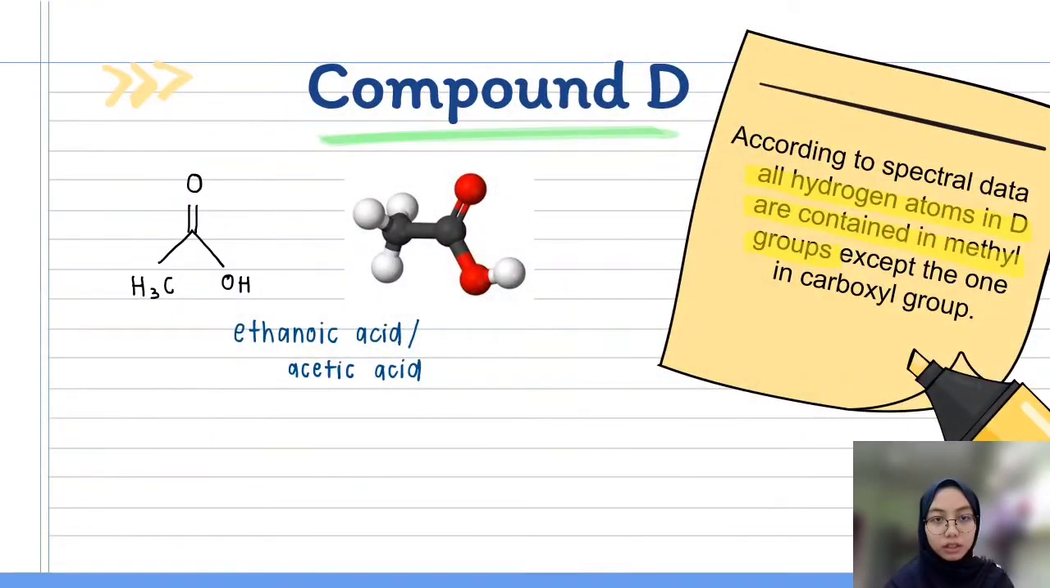To prove that compound D is ethanoic acid, we can refer to the question. It is stated that according to spectral data, the hydrogen atoms in D are contained in methyl groups except the one in the carboxyl group. If we look at the structural formula of compound D, we can see that it fits the description. Therefore, we can conclude that compound D is ethanoic acid, or commonly known as acetic acid.